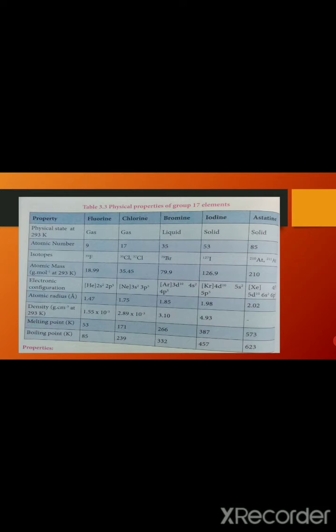Then atomic structure, density, melting point and boiling points are given. It goes on increasing from fluorine to astatine. Both melting point and boiling points are increasing.